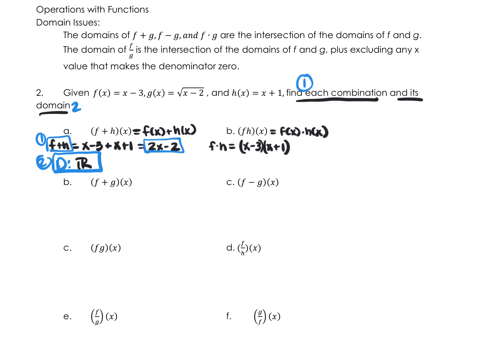I think you know what to do here, right? What do we need to do now? Yeah, distribute that out. We can simplify this. We can use your box method or your FOIL or just distribute. Go ahead and practice that.